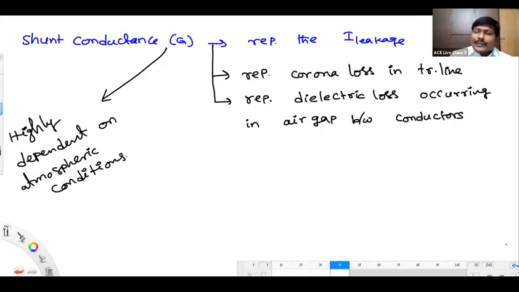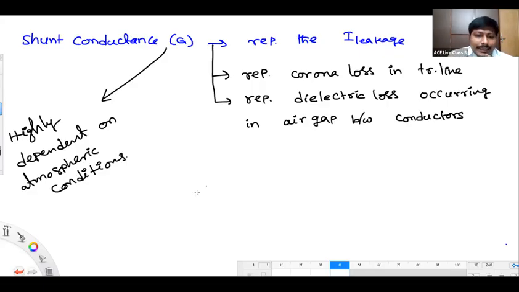Expecting this number is very difficult. Calculating the value of G is very difficult. Not only that, it is a negligibly small value, so that most of the times in our analysis, we are going to neglect this parameter G. We will be continuing with only RLC parameters calculation.